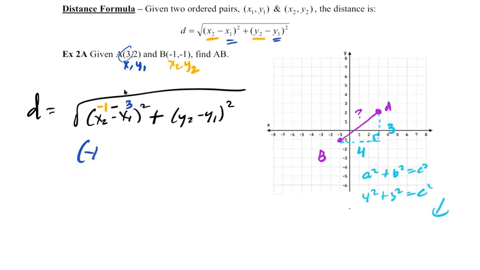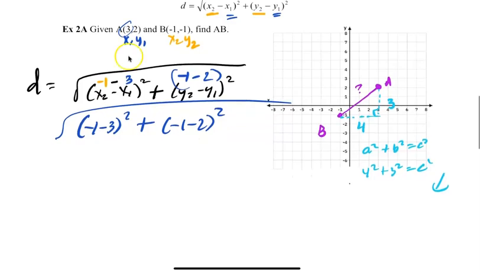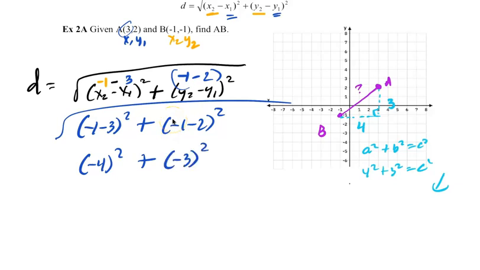So I get -1 minus 3 squared, which we'll figure out in a second, plus y2 is -1 minus, right? There's a minus there by default, and y1 is 2. So I get -1 minus 2 squared. So when we get to here, right, be good at subtracting. Since they're both the same sign, -1 minus 3 are both negatives, you just add them. So it's -4 squared plus -1 minus 2. They're both negative, so -3 squared.